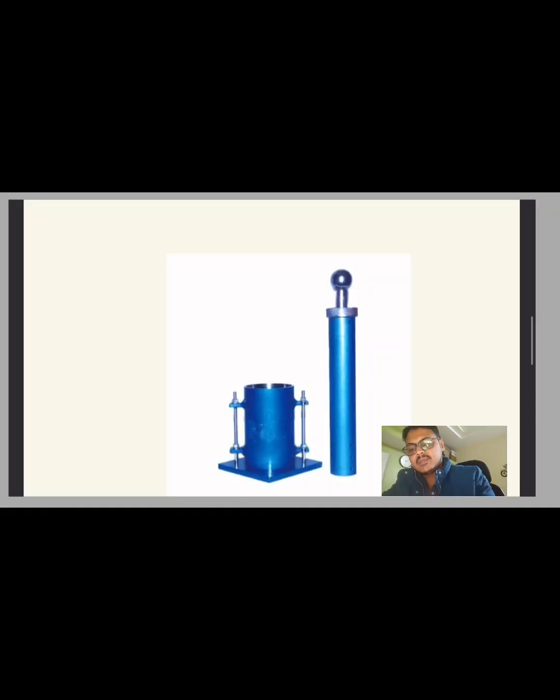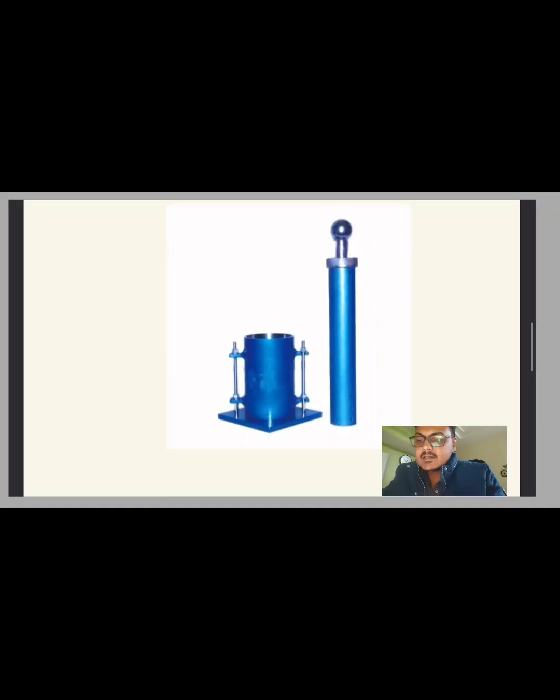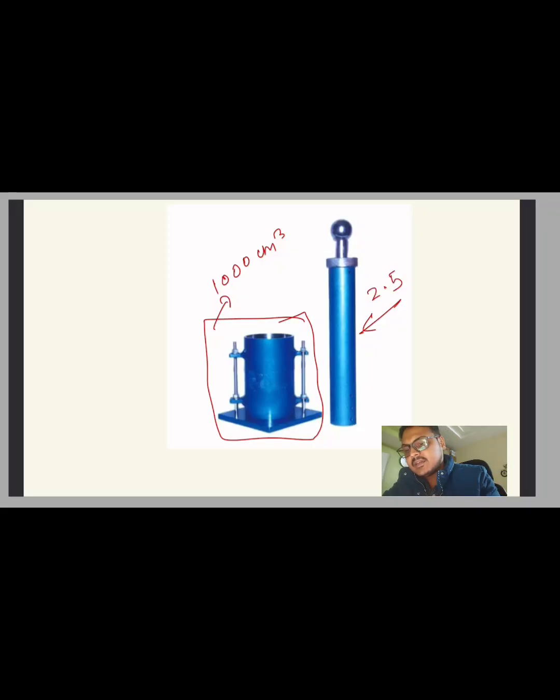Basically, this test uses a mold in the shape of a cylinder, and generally the volume of the cylinder is 1000 cm³, and a hammer, and the weight of the hammer is generally taken as 2.5 kg. So the mold of 1000 cm³ and a hammer of 2.5 kg are the apparatus used for this test.